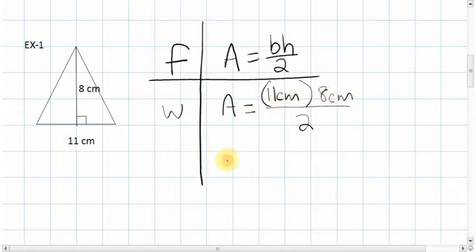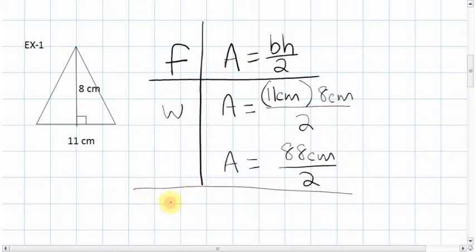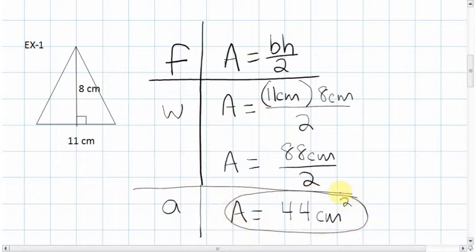So 11 times 8 is 88 centimeters. Divide that by 2. We're set to do the answer. All we got to do is calculate 88 divided by 2, which is 44 centimeters. Don't forget it's area. So just like for rectangles and squares, area we squared it. Same thing here. Area is squared. That's it.